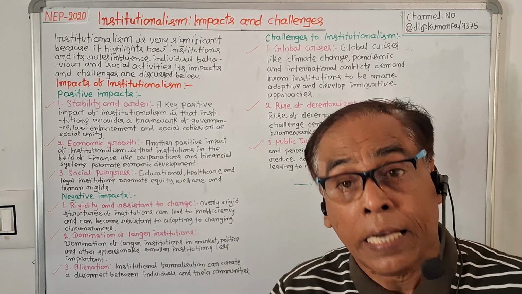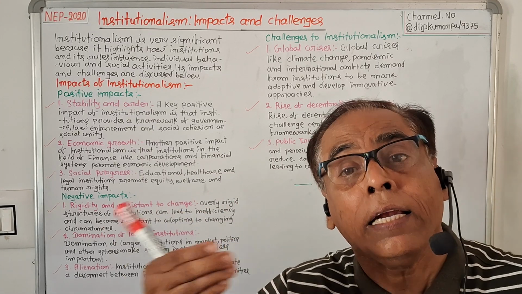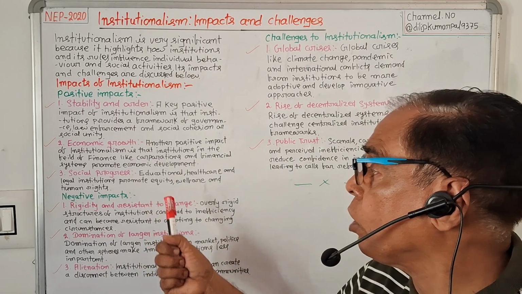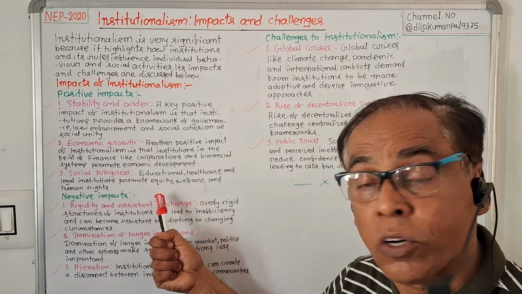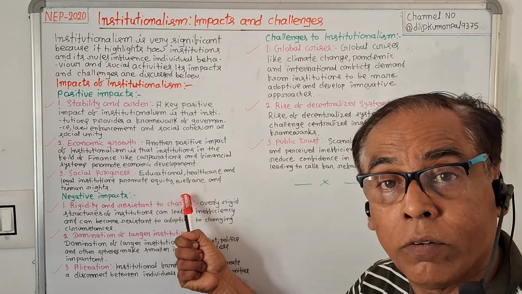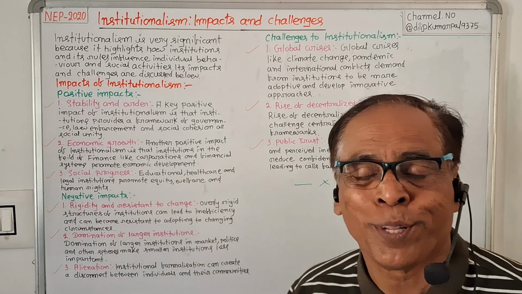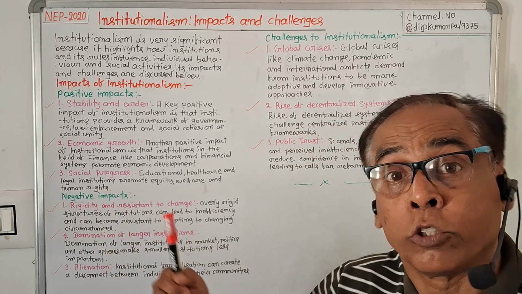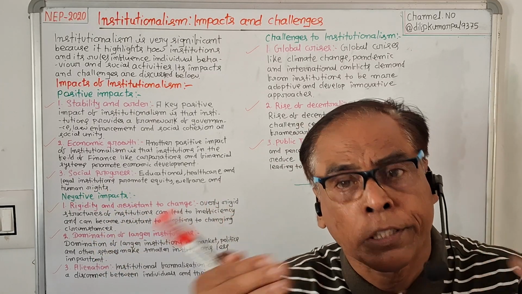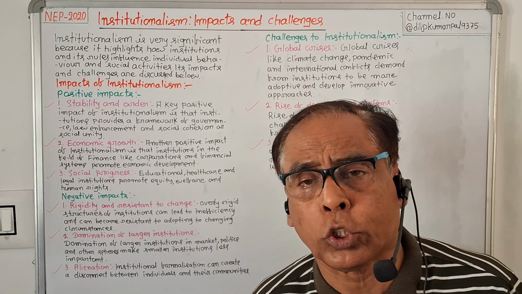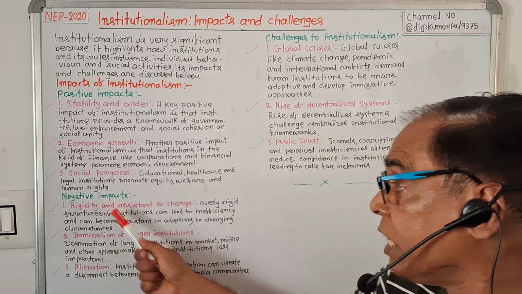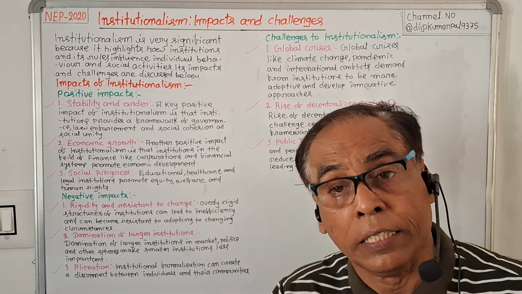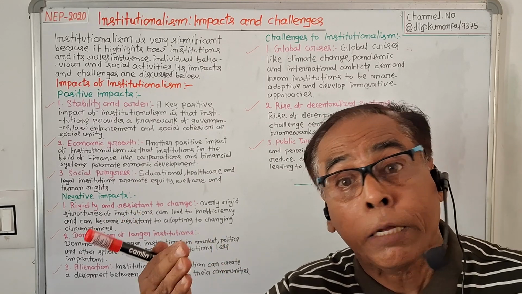Educational institutions, healthcare institutions, legal institutions work for the promotion of equity or equality, welfare of people and human rights. So another positive impact of institutionalism is social progress. So we are clear on 3 positive impacts of institutionalism. Now discuss negative impacts of institutionalism. Institutionalism has some bad impacts.